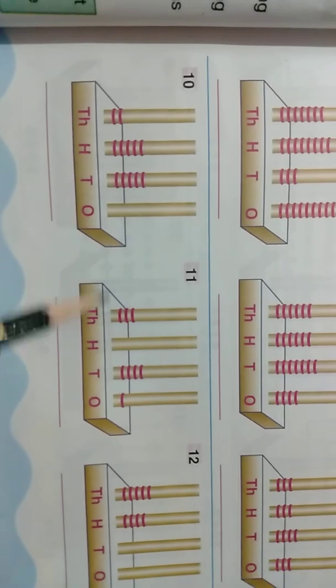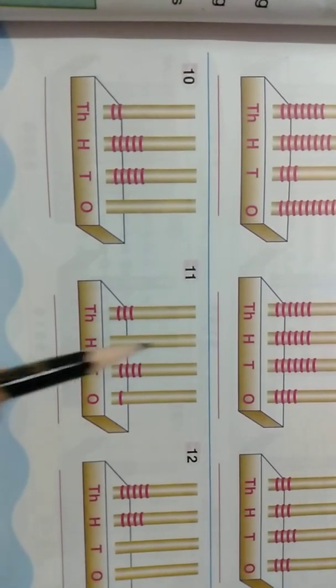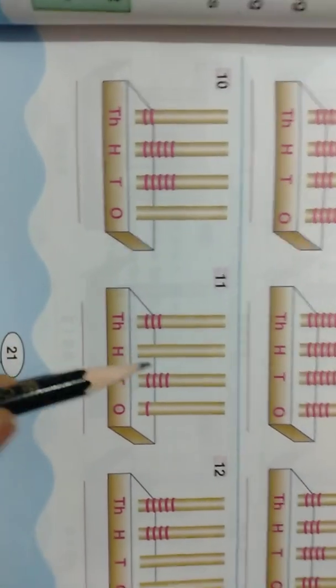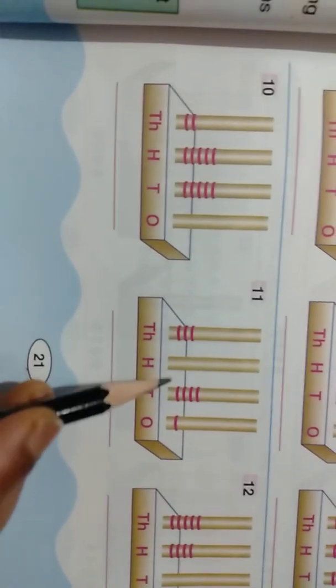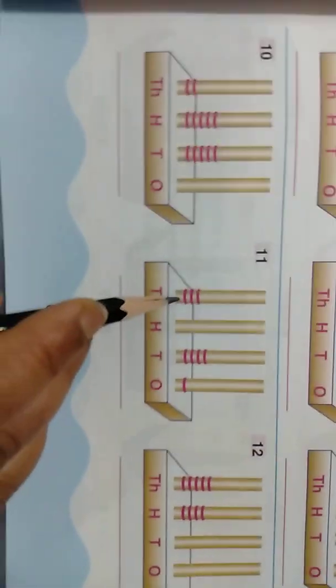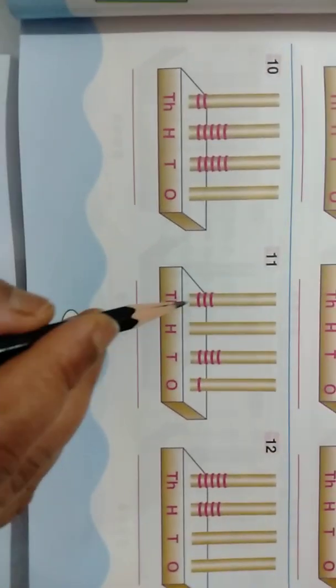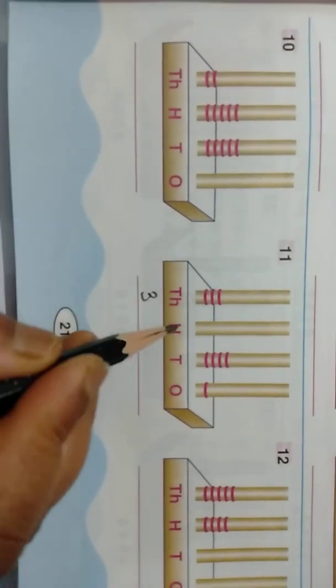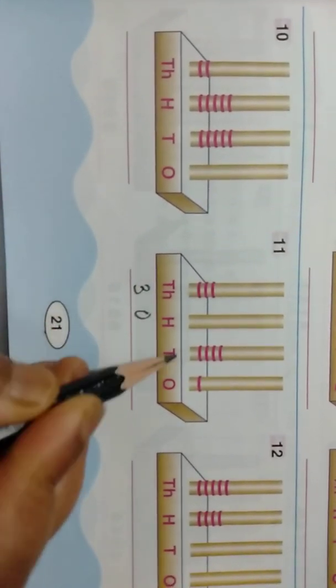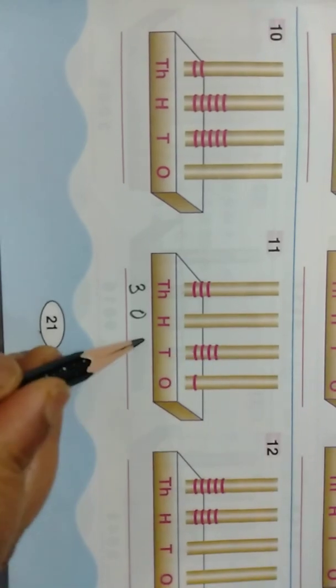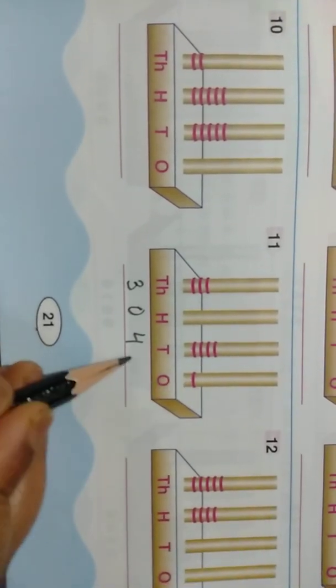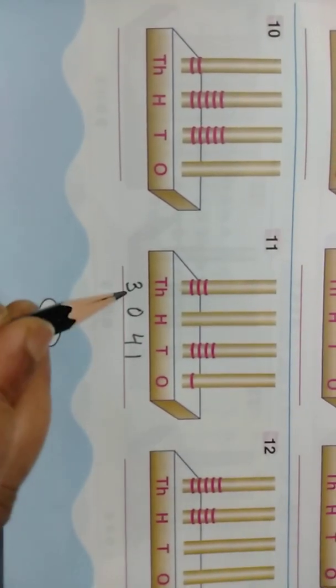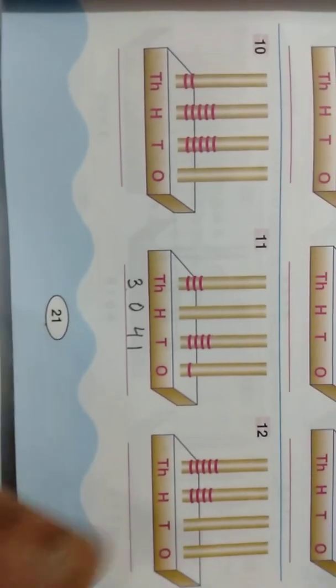Let's do another question that is not having any ring. A spike which is not having any ring. So if the spike is not having any ring, what will we say that place is? That is 0. Okay. So how many rings are there? 1000? 3. So just write 3. 100? 0. 10? 1, 2, 3, 4. Ones? 1. So what is the answer? 3041. So it's very easy. You can easily do 1 to 12. Just count the rings and write the numbers.